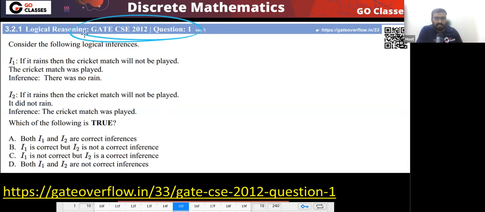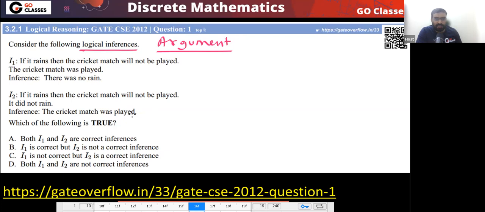Question number one. This is a GATE Computer Science 2012 question. This is a question on propositional logic arguments. We have already seen propositional logic arguments in our course. Remember, this is a logical inference, so this is an argument question from propositional logic.